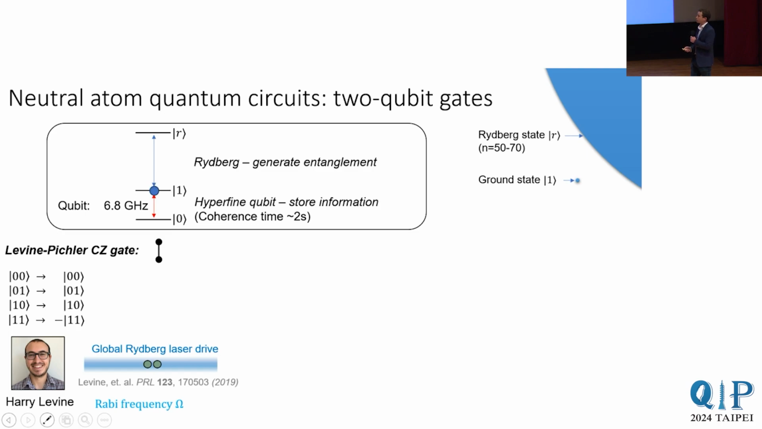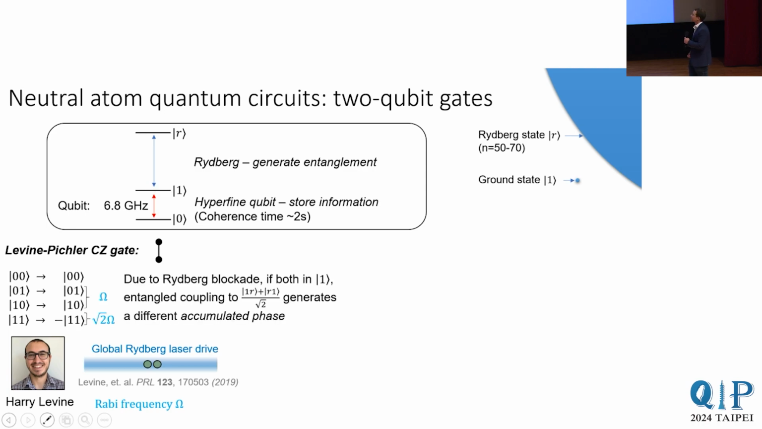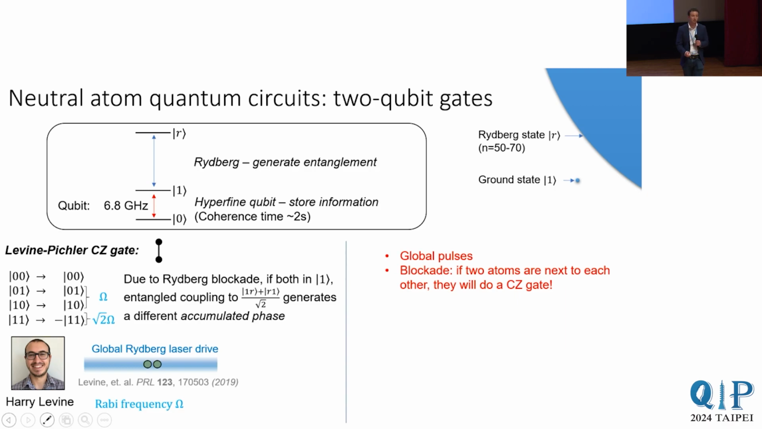If we put 2 atoms next to each other, and then we just zap these atoms, and they go from this state 1 to Rydberg, and then they come back down, then all of the population comes back down to this hyperfine qubit. And due to this Rydberg blockade phenomenon, if both atoms are in 1, there's a slightly different Rabi frequency, and this actually causes the atoms to pick up a different phase on their trajectory. And just using this global pulse, we can now generate entangling gates. So the really important aspect here is that we have global pulses, and we have this blockade phenomenon. And if 2 atoms are next to each other, they will do a CZ gate.